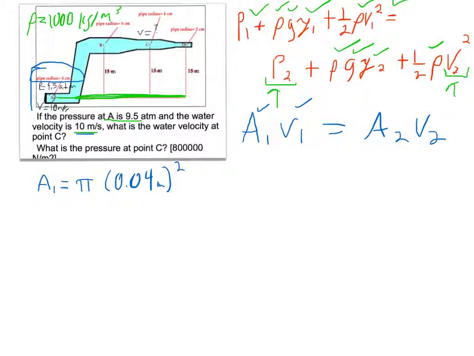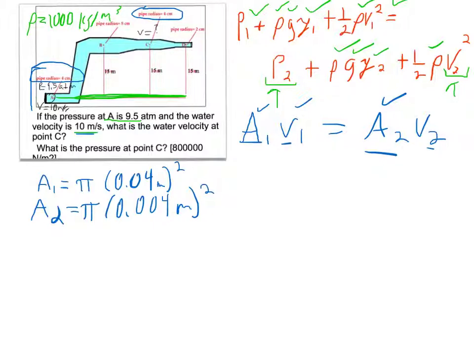Do we know A2? Well, at point C, it tells us the radius. And the pipe radius at point C is also 4 centimeters, meaning that the area would also be pi times 0.04 meters squared. So wait a second. If those two areas are the same, doesn't that mean that the two velocities must be the same? So velocity at point 2 must be 10 meters per second.